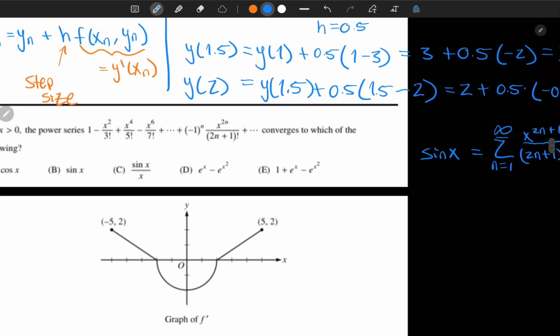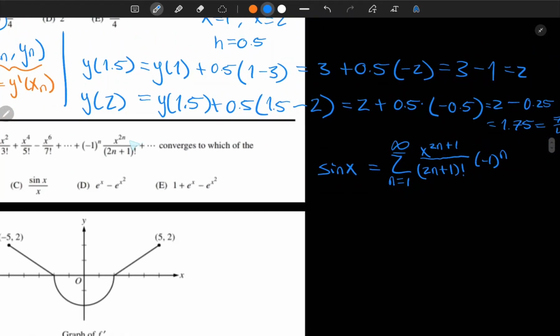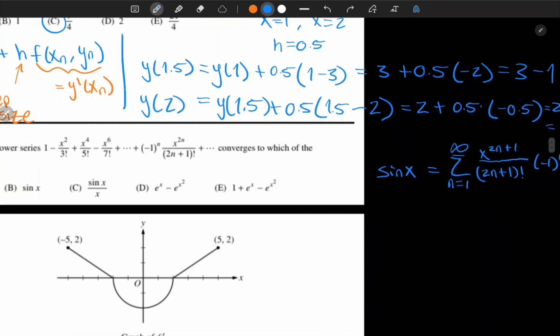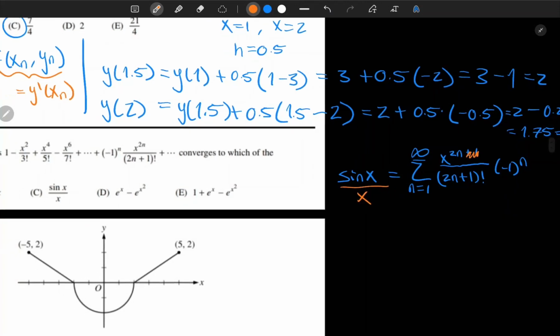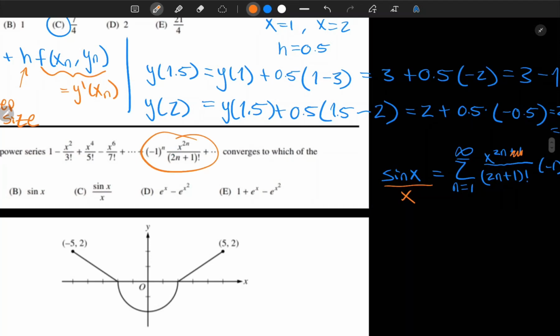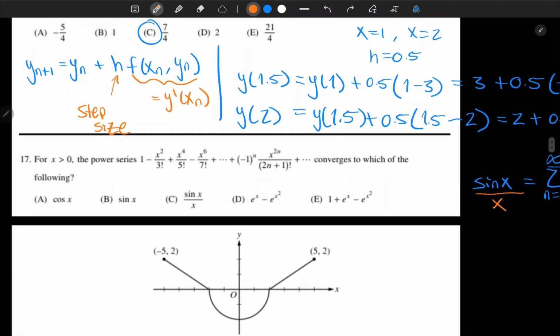And if we divide by x here, we get x to the 2n, but it leaves all of these things intact. So we see that the answer should be sine of x divided by x, because dividing by x, we get rid of this 1 up here. And that's exactly what we have here. So the answer should be sine of x over x, or C.